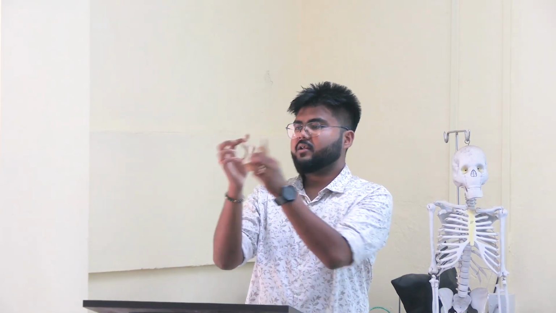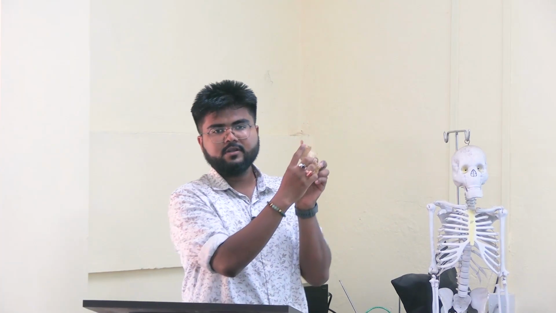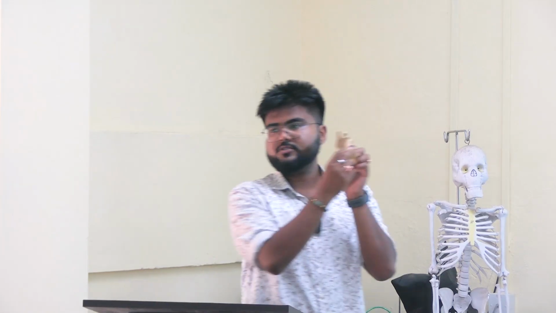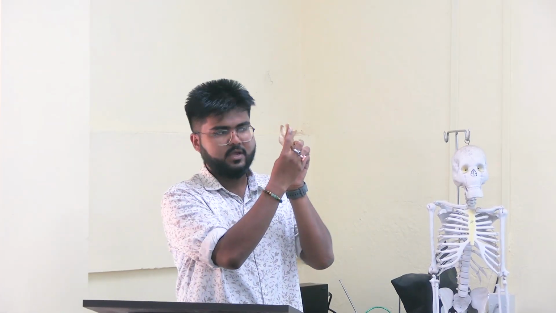And here you can see one depression-like structure is present. This is called the fovea, pterygoid fovea. And this is your external surface and internal surface. In the ramus, always remember the external surface is also called the lateral surface. So this is the lateral surface of the ramus. And this is the medial surface or inner surface of the ramus.